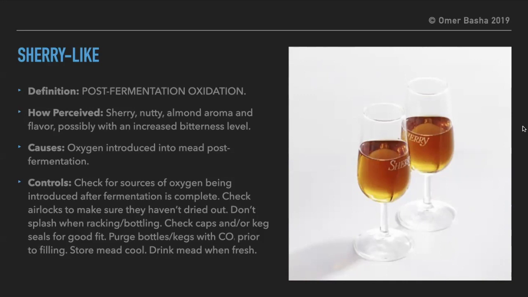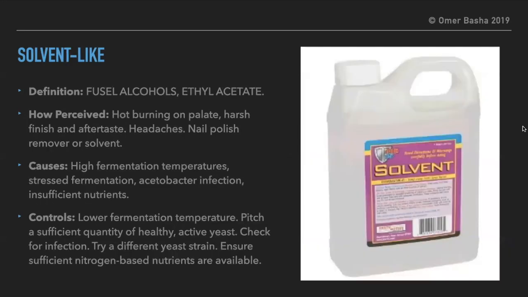So check all of the airlocks, don't splash when you're racking or bottling. Check the caps and keg seals for good fits. Purge bottles or kegs with CO2 prior to filling. Store the mead cool and drink the mead when it's fresh. So this is the sherry-like flavor. And next, we'll talk about solvent-like.